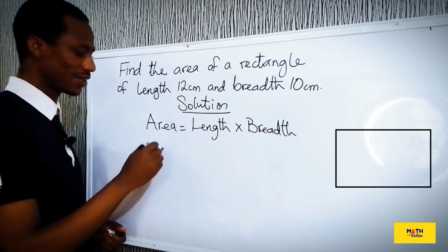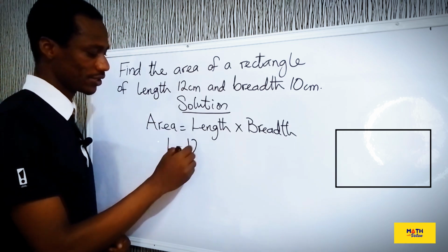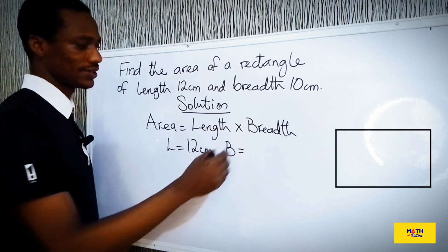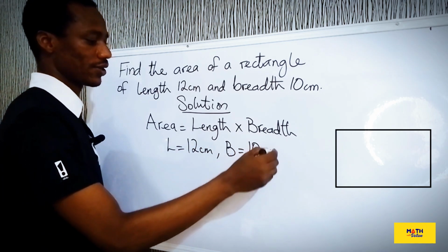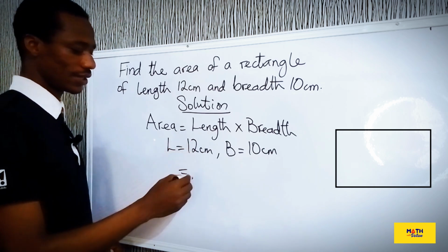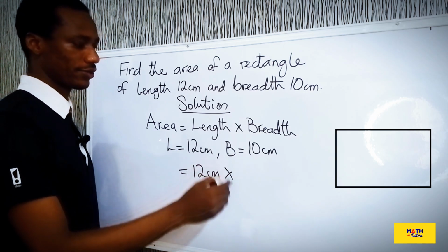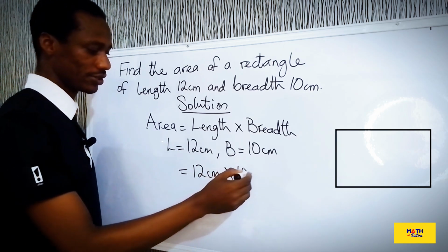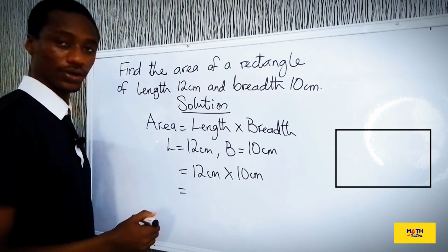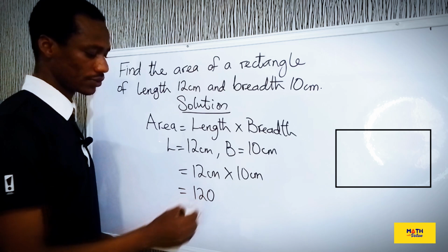All right, so the length given to us in this question is 12 centimeters and the breadth given to us is 10 centimeters. So let's load that into the formula. So length is 12 centimeters times breadth, which is 10 centimeters. Let's do our multiplication. So area equals 12 times 10. 12 times 10 is 120.